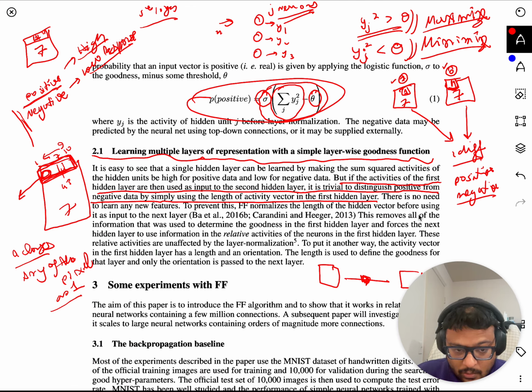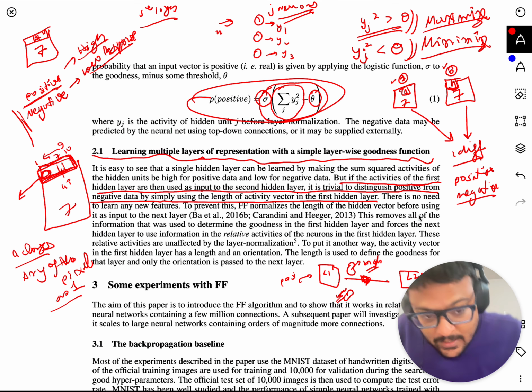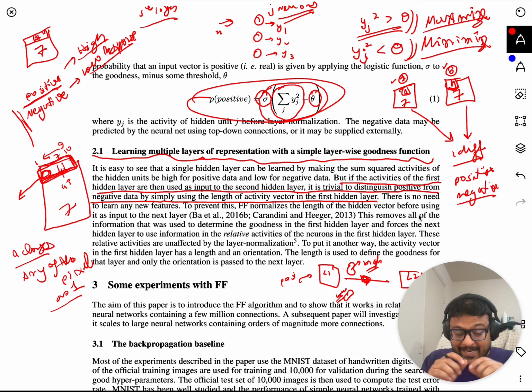Okay, so now as soon as this network sees this layer L1 and L2, as soon as layer L1 sees positive data, it will output a vector which is very high. And for negative data it will output a vector which is very low. The key point is that the vector's magnitude is going to be very low for negative data, and similarly the magnitude is very high if it sees positive data.